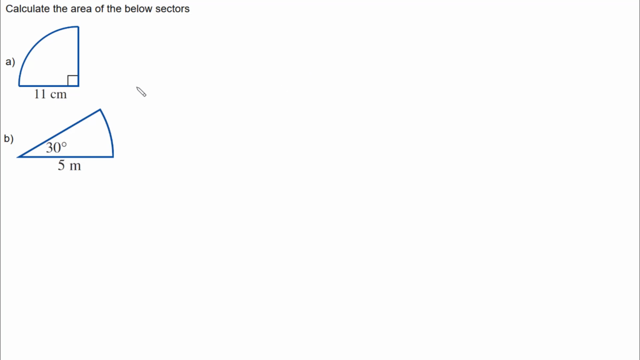Hi, I'm looking at calculating the area of these two sectors. Now, a sector is part of a circle, and the rule for the area of a circle is very similar. It's pi r squared for an entire circle, but then we need to work out the fraction of the circle that we've got. To do that, we're going to multiply by a fraction of a circle based on angle.